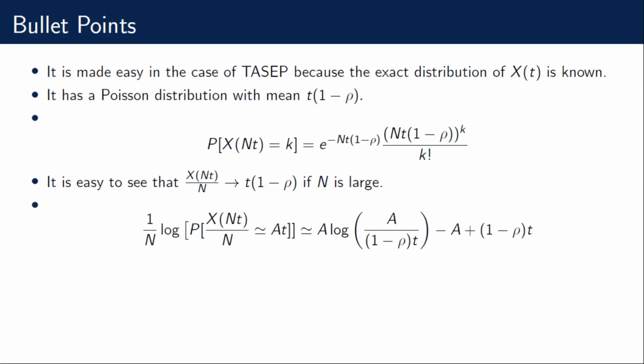And then you can compute the large deviation probabilities too, because you want to compute the probability that x of nt over n is close to at, and you know exactly what the probabilities are. So you can take the probability, take log, divide by n, and see what happens asymptotically, and you get a formula for it, which is very explicit, which is just the exponential rate of decay of a tail of a Poisson distribution.